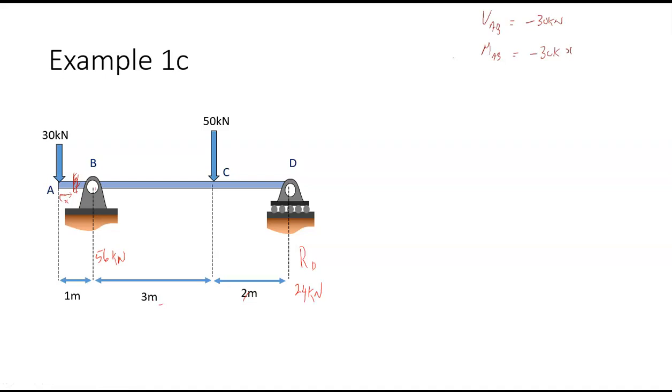Then if we take them from B to C, maybe I'll do this in a different color. If we look at the shear force from segment B to C, what are the forces to the left-hand side of that? Well, it's minus 30 plus 56. So VBC is equal to 26 kilonewtons.